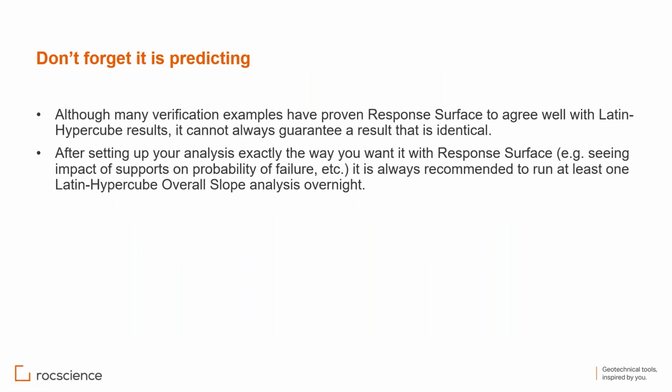Okay, so this is great, saves a lot of time, similar results, but don't forget that this is a predicting function. Although we've done hundreds of verification examples that have proven that response surface agrees very well with Latin hypercube, still it is predicting. So we always recommend that you use response surface to set up your model, for example, to see what impact support has on probability of failure and so on. Do that to get your model all set up, and then at the very end, run Latin hypercube overall slope overnight for peace of mind.